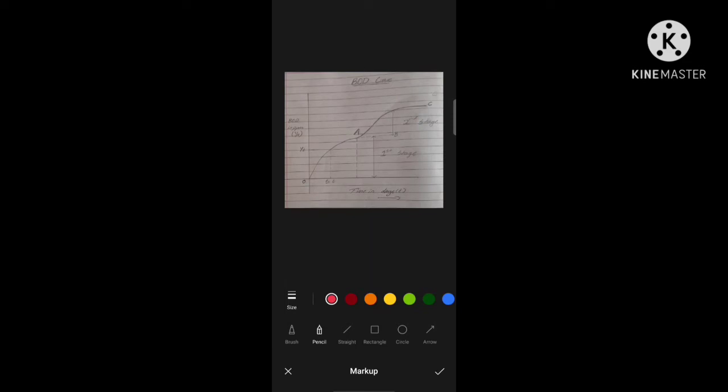As you can see in the graph, there are two axes, x-axis and y-axis. Along the x-axis we represent time in days and along the y-axis we represent BOD in ppm. The BOD curve is represented in two stages, first and second stage. The first stage curve OAB, which is also known as carbonaceous demand or first stage BOD curve. And the second stage BOD curve, which is also known as nitrogenous demand or nitrogenous oxygen demand, is the second stage of the BOD curve.